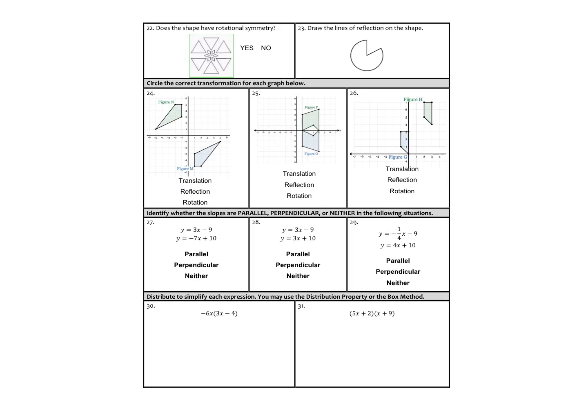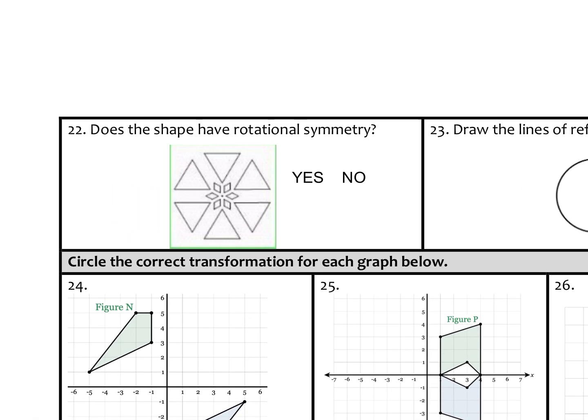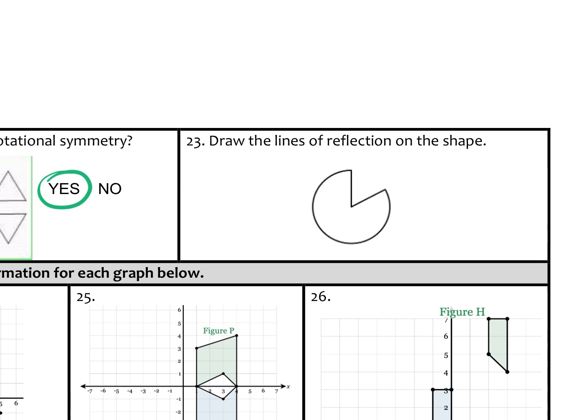Okay, last but certainly not least, does this shape have rotational symmetry? So if I put a pencil at that green dot and spun that sucker, would it map onto itself? Yes, sure would. Lines of reflection. So I'm drawing a line where that could be folded and the shape would look the same on each side. Unfortunately, it only has one.